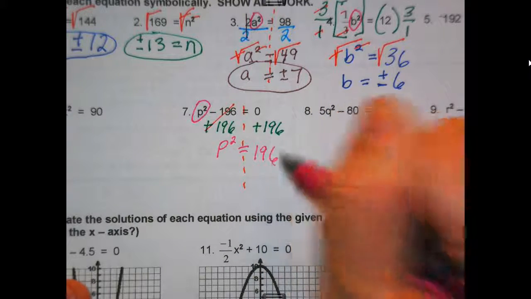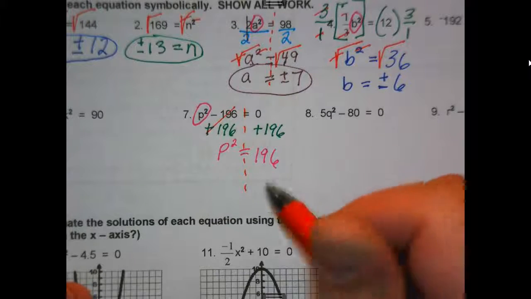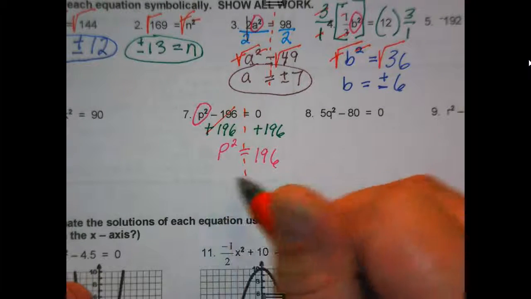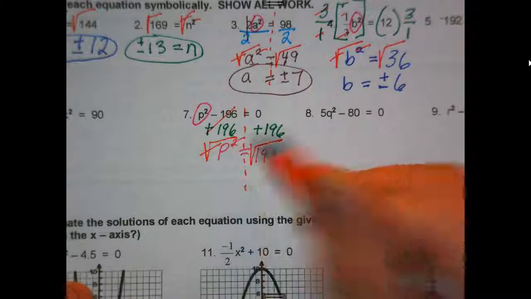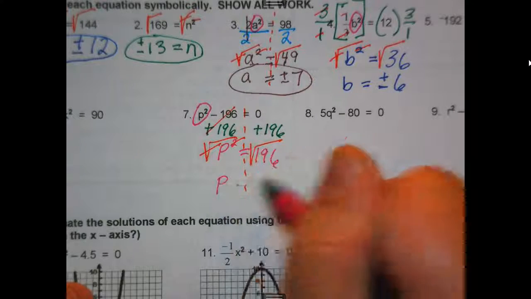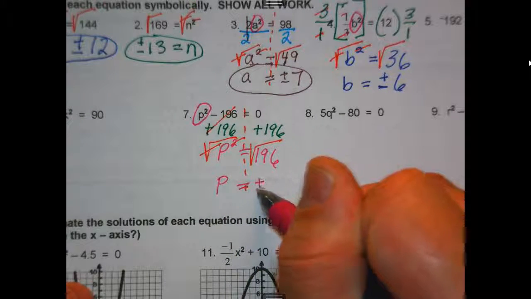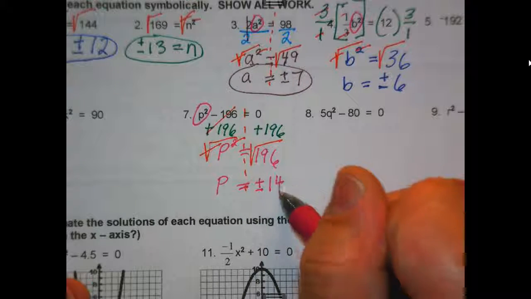196. Square root both sides, get rid of the power of 2. So I get p equals plus or minus square root of 196 is 14.